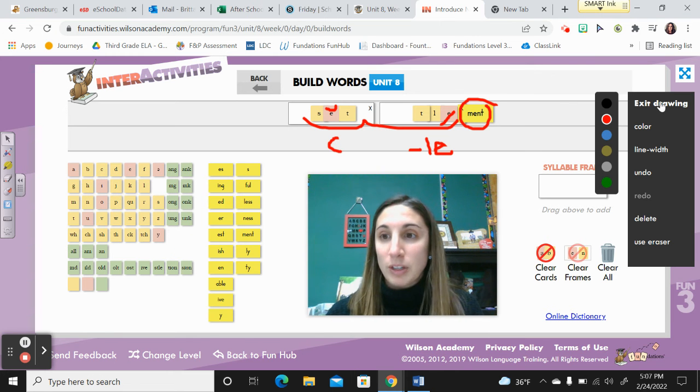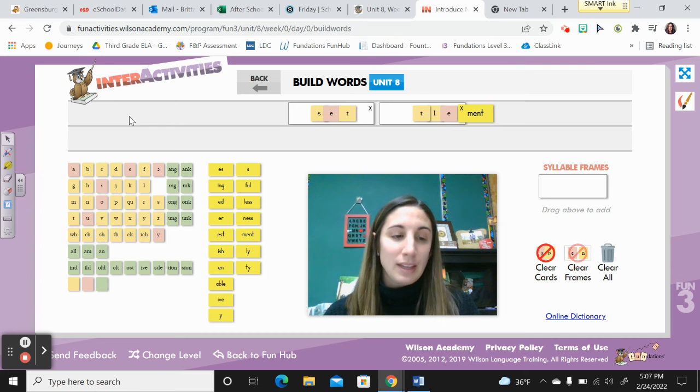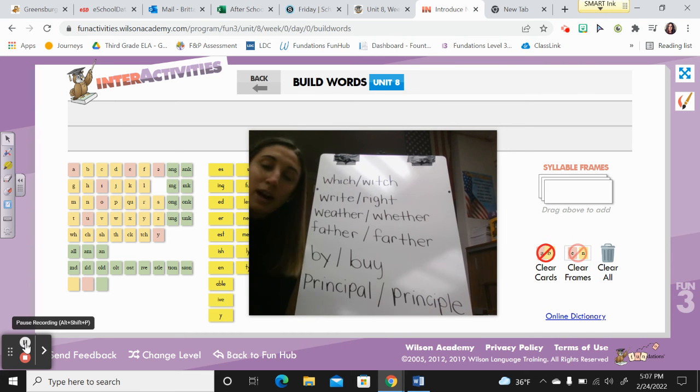So if you're at home, you'll just need a piece of paper, and I'll get right back to you with the directions. All right, now that you have your piece of paper and a pencil, I want to draw your attention to these pairs of sound-alike words or homophones that I have here. I have which and witch, right and write, whether, weather, father, farther, principle, principal. You're going to choose one of these pairs, okay?